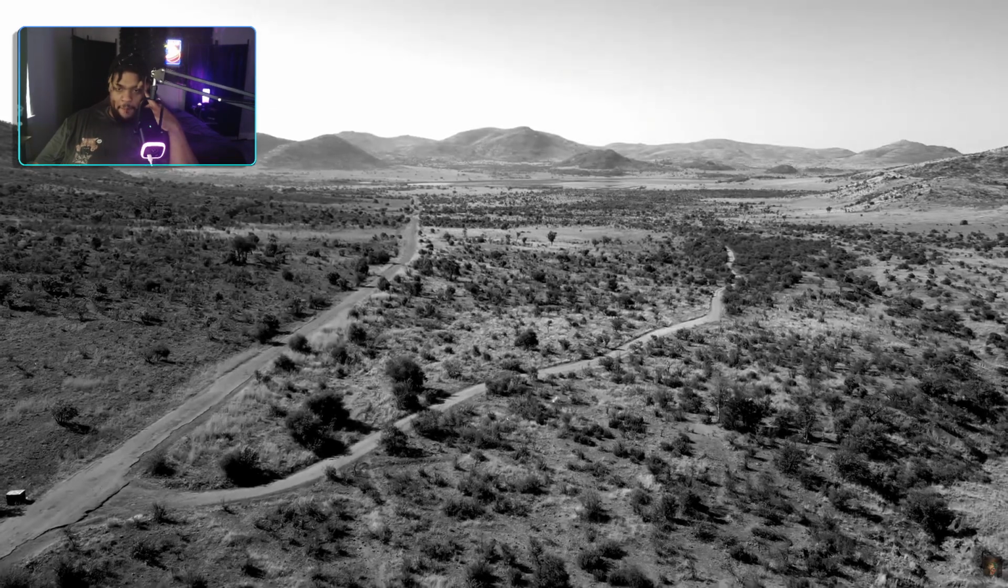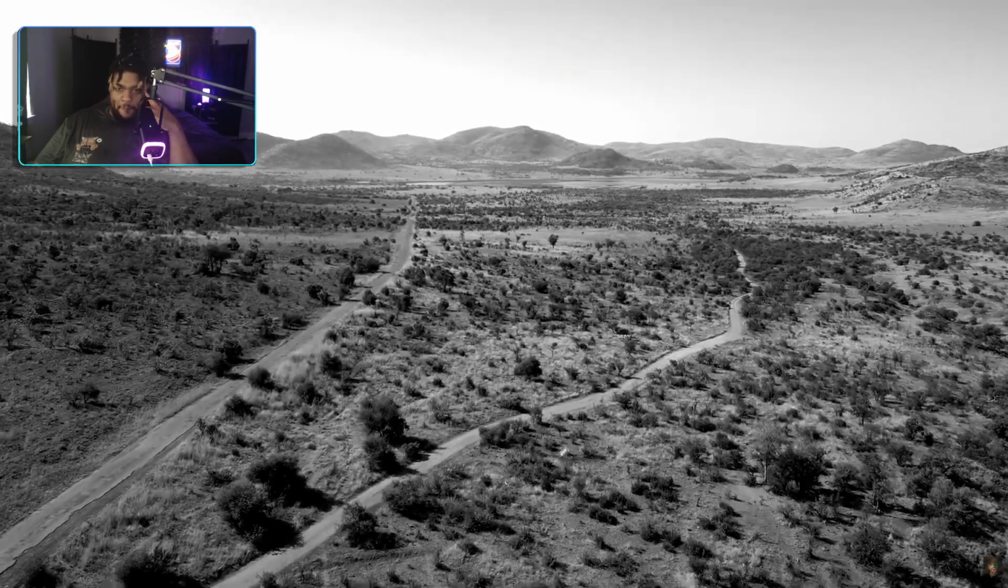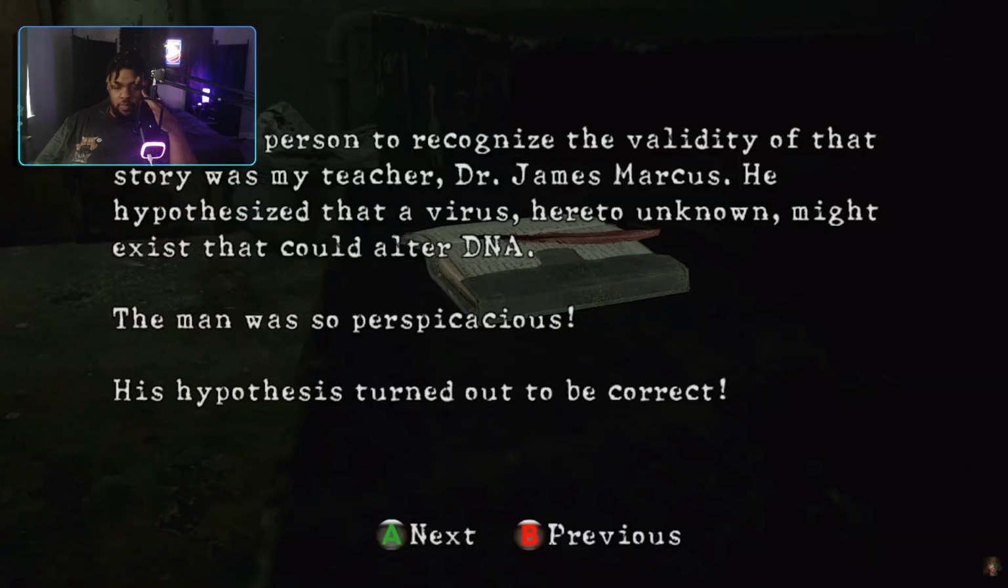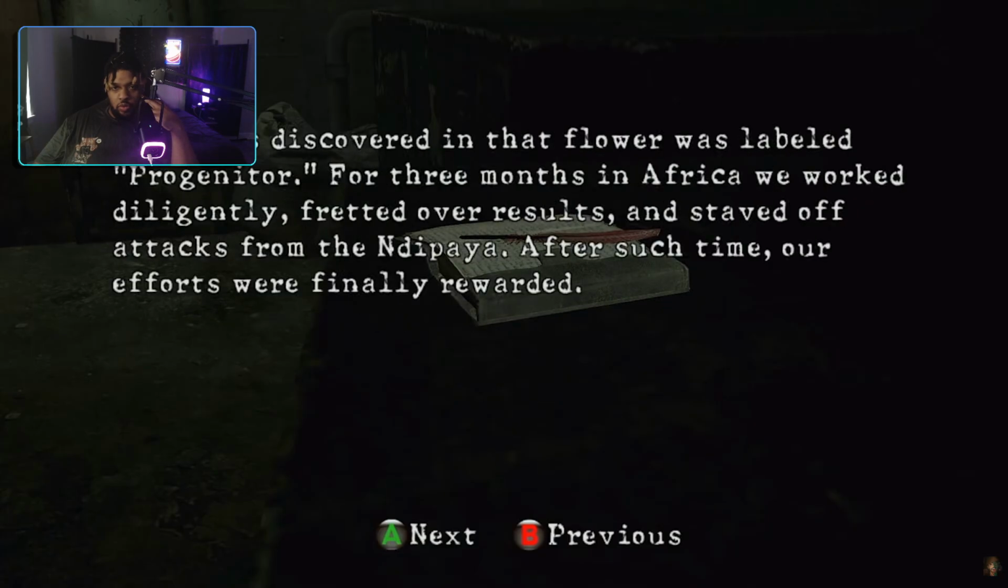So in 1966, Dr. James Marcus and another man, a Dr. Brandon Bailey, set out on a short expedition to the savannah in order to find this flower. Finding it along with the underground city, the virus in the flower upon further study did indeed contain within it an RNA virus. Upon isolating this virus and having to deal with regular attacks by the Ndipaya tribe, the two returned home with what they had named Progenitor, and their plan was for it to eventually be used militarily.